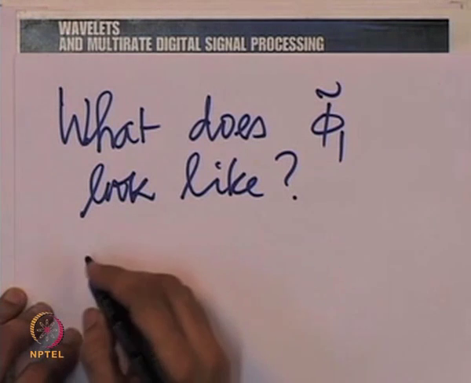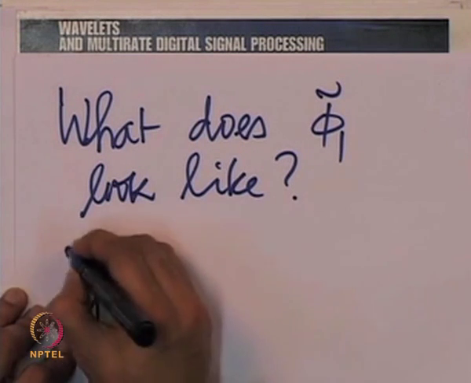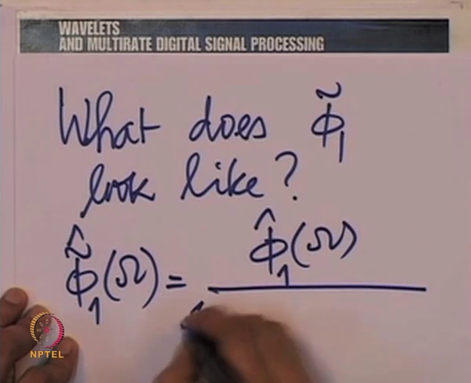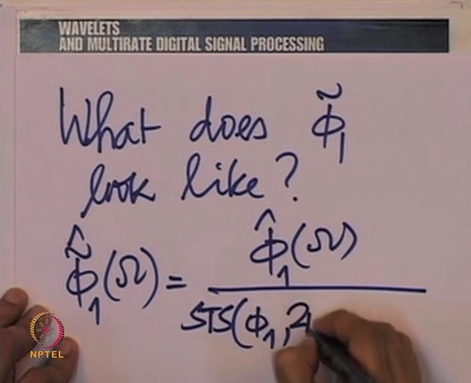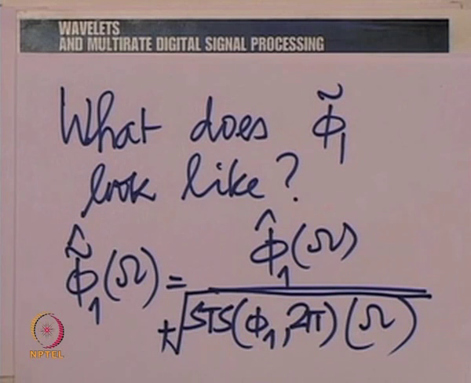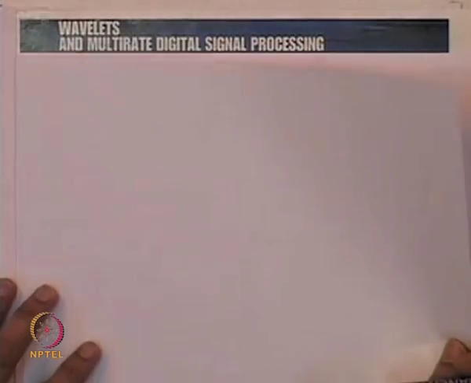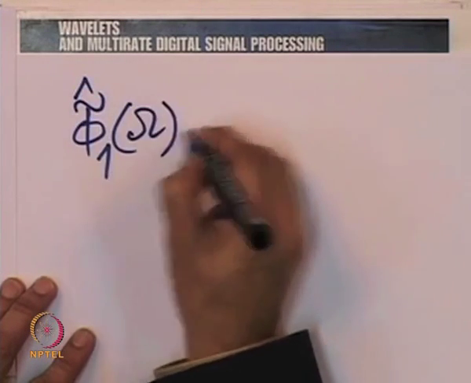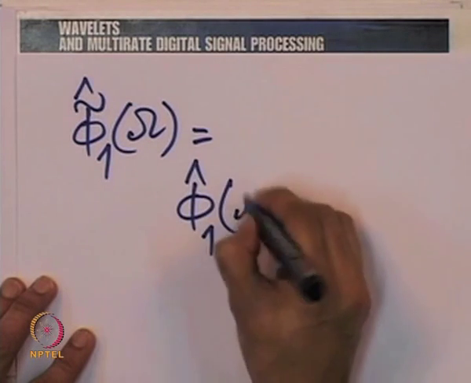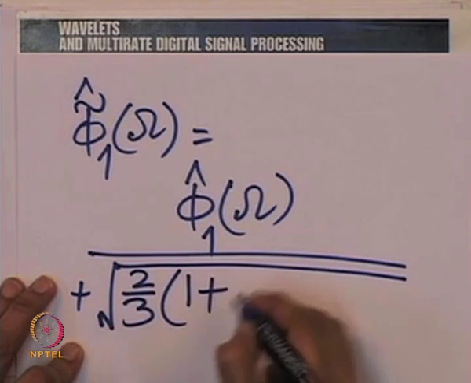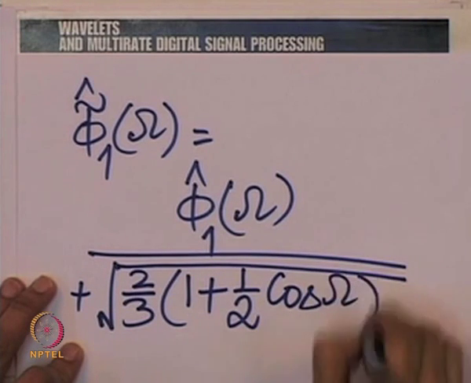In fact, let us go back to the Fourier domain. So, we have phi 1 tilde cap omega is phi 1 cap omega divided by the sum of translated spectra of phi 1 with a translation parameter of 2 pi evaluated at omega, but with a square root here. Let us write the denominator down explicitly. So, phi 1 tilde cap omega is essentially phi 1 cap omega divided by the positive square root of 2 by 3 into 1 plus half cos omega.